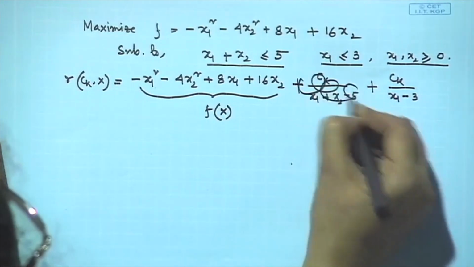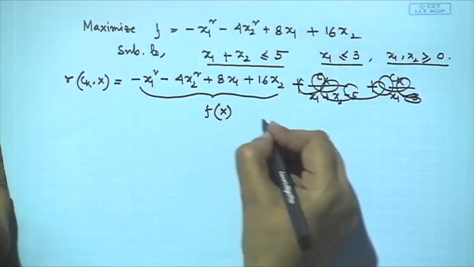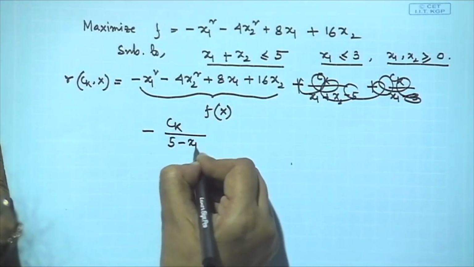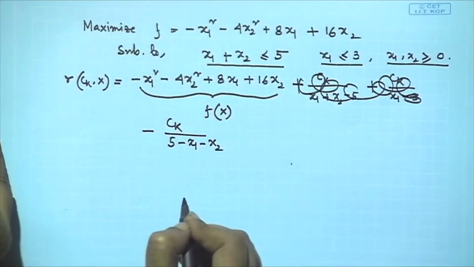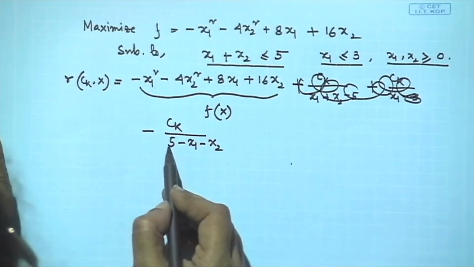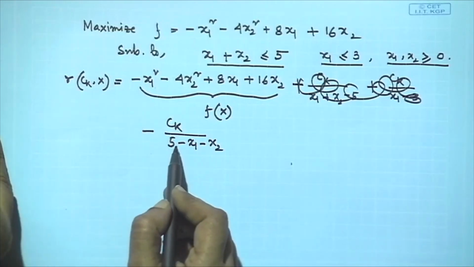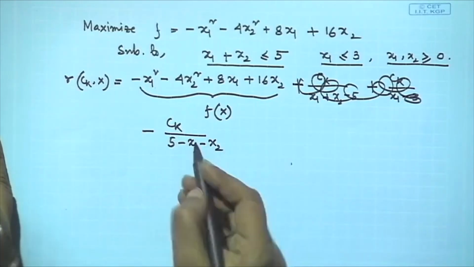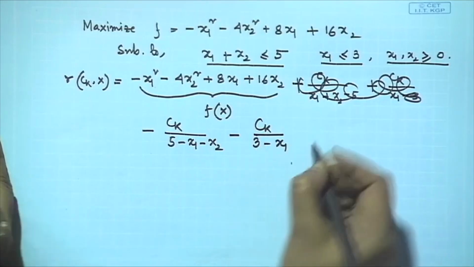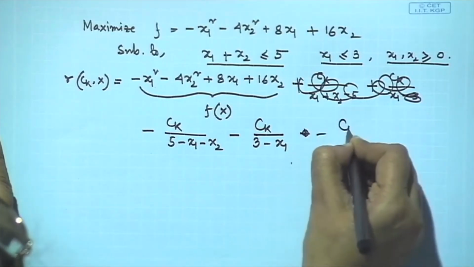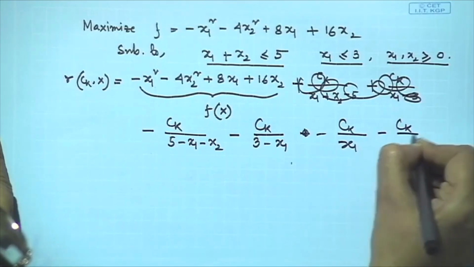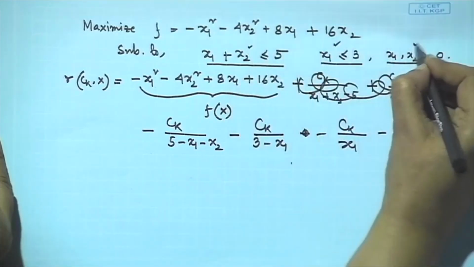Let me write it down in the proper form. Then ck divided by 5 minus x1 minus x2. If you want to keep it as less than or equal to type, then you have to take the barrier function as a positive value, plus ck divided by that one. Otherwise you take it this way, minus ck divided by 3 minus x1, minus ck divided by x1, minus ck divided by x2, from the 4 constraints.